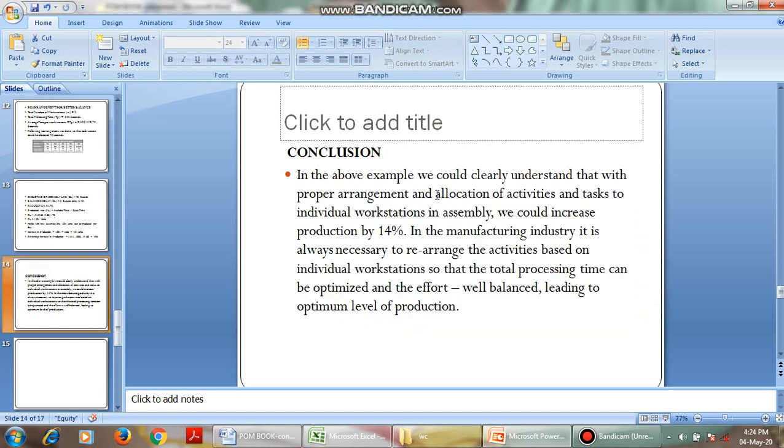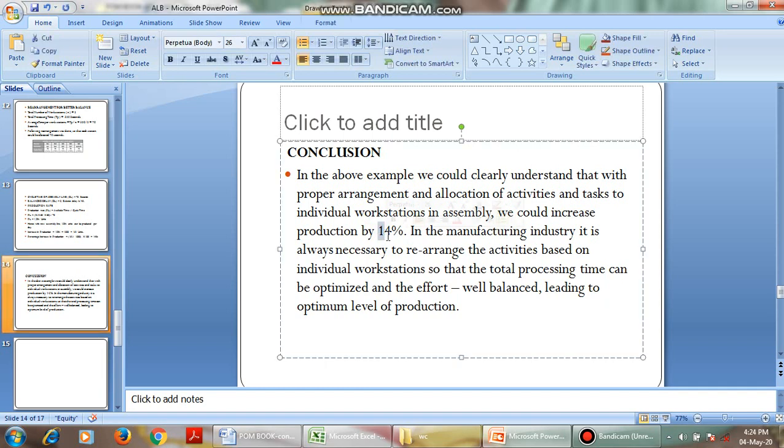So finally we conclude that after reallocation of activities and tasks to individual workstations in the assembly line, we can increase the production by 14%. In the manufacturing industry, it is always necessary to rearrange the activities based on the workstation requirement, so that the processing time is reduced and we can produce more products, which leads to zero or very minimum idle time.